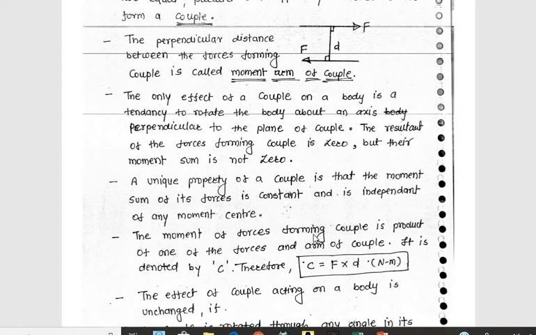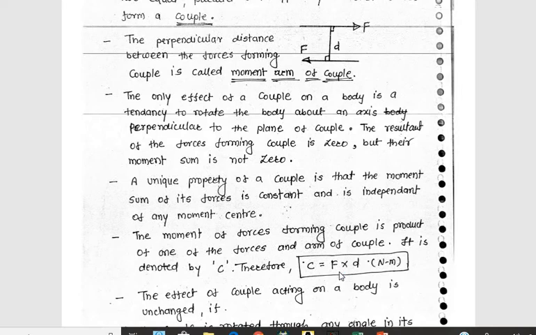The moment of forces forming a couple is the product of one of the forces and the arm of the couple. If it is denoted by C, then C is equal to F into d. Its unit is again Newton meter. See the basic difference between moment and couple. Both have the same unit, Newton meter.